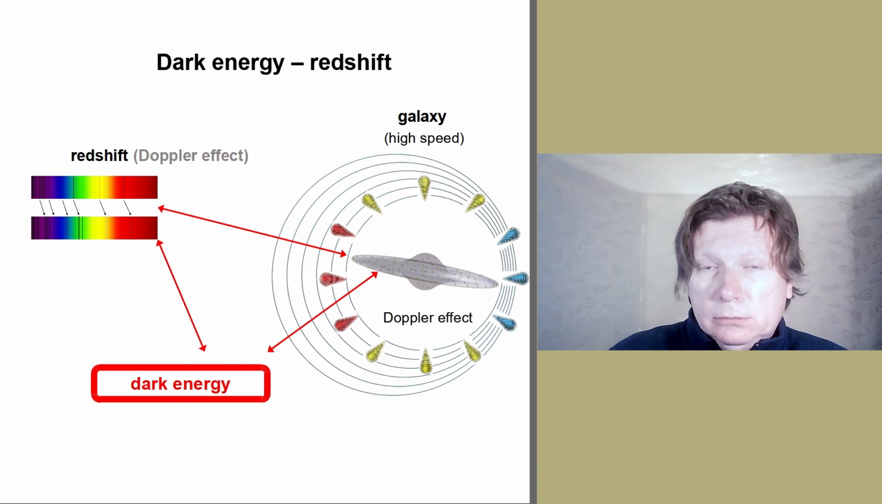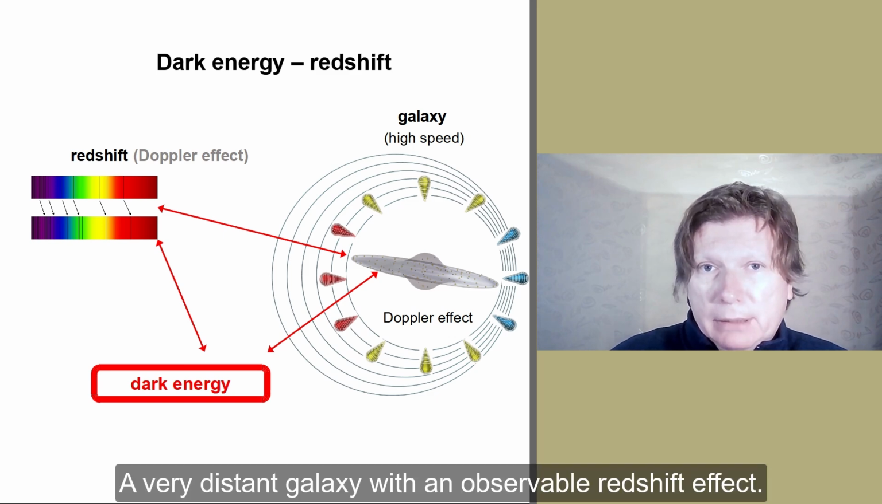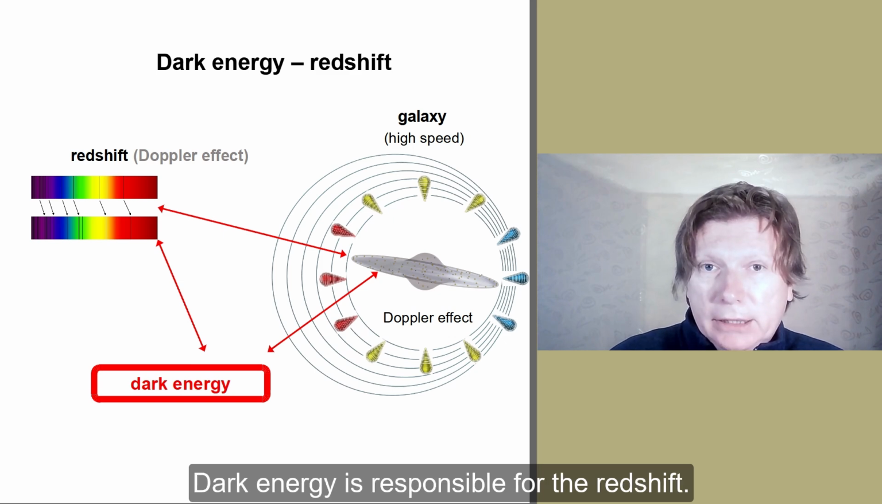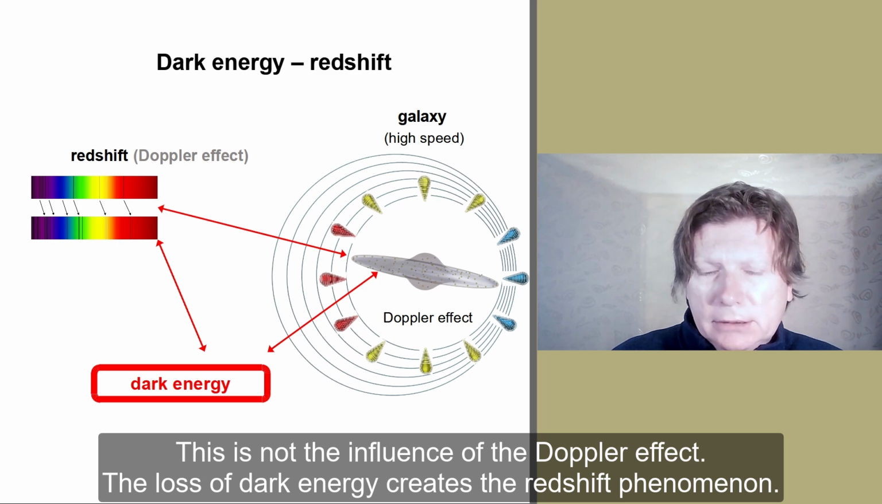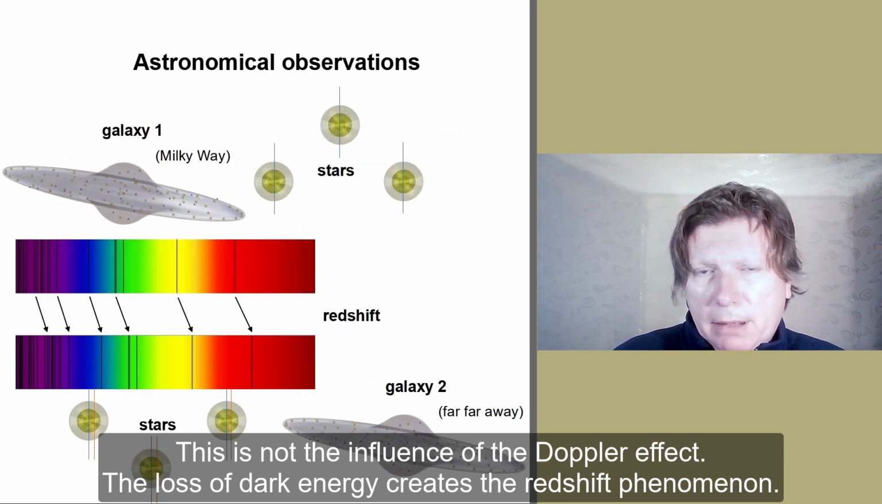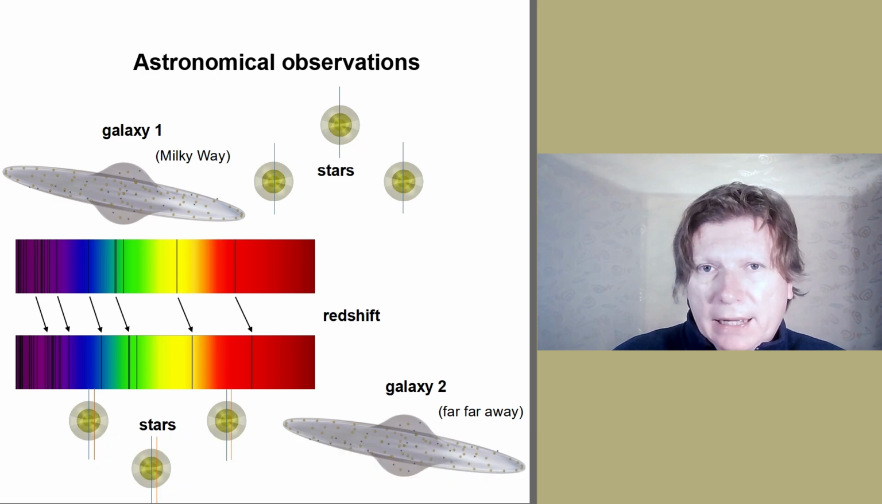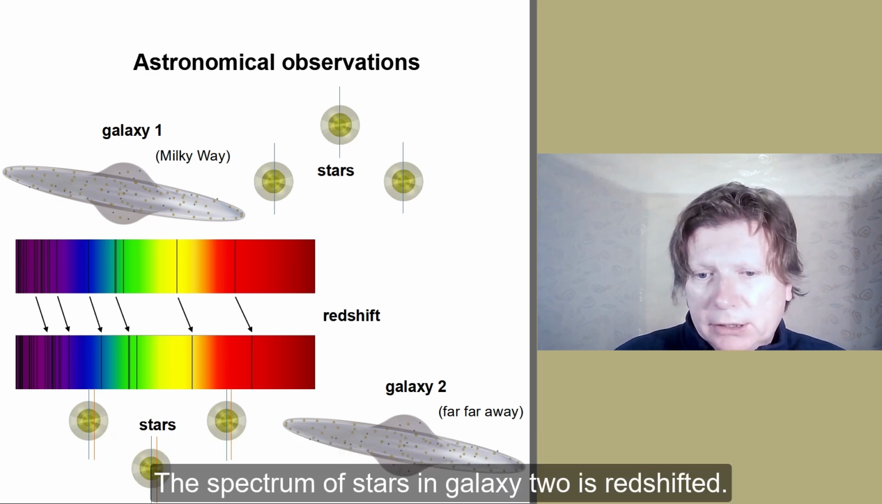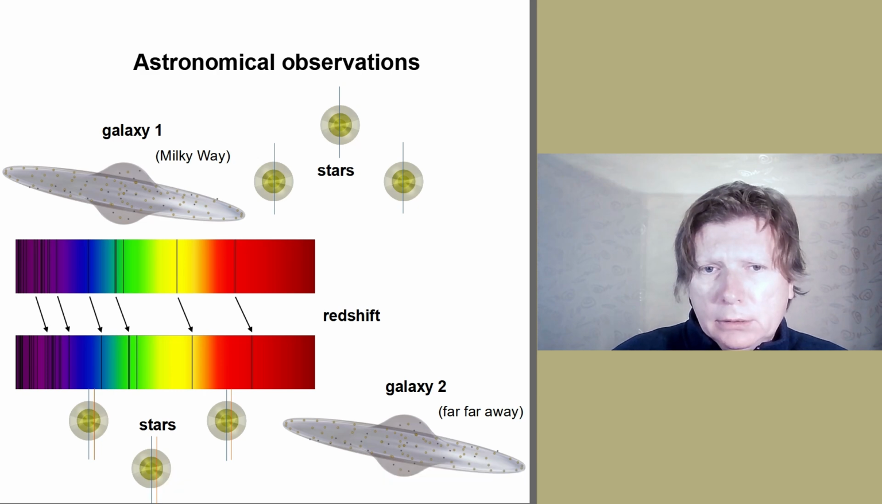Runaway galaxy, a very distant galaxy with an observable redshift effect, a shift of the wavelengths toward the red. Dark energy is responsible for the redshift. This is not the influence of the Doppler effect. The loss of dark energy creates the redshift phenomenon. Here is a drawing. The spectrum of stars in Galaxy 2 is redshifted.